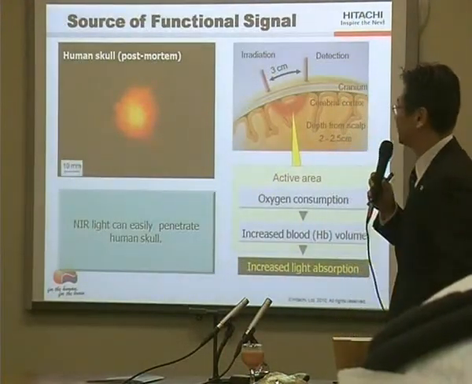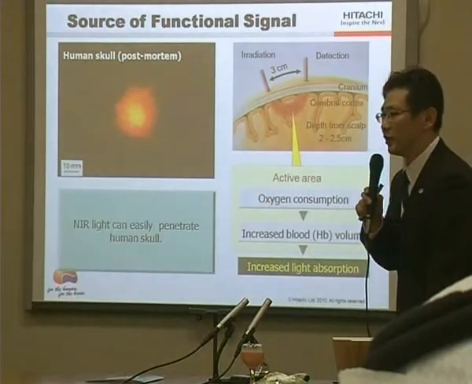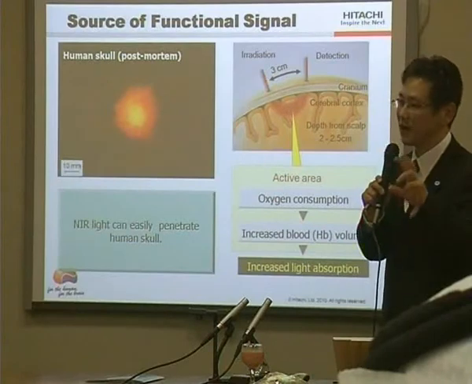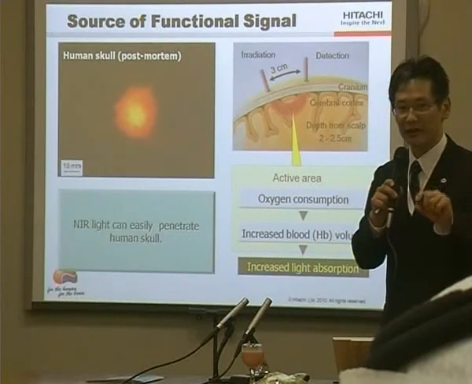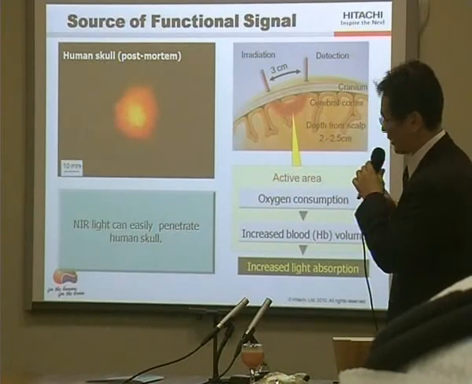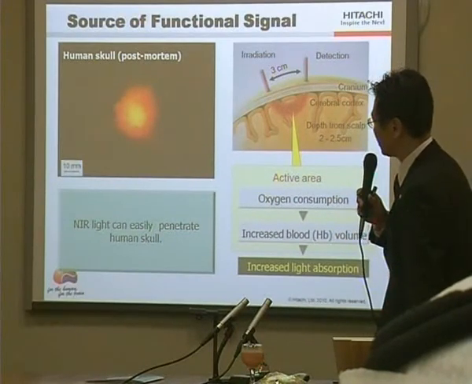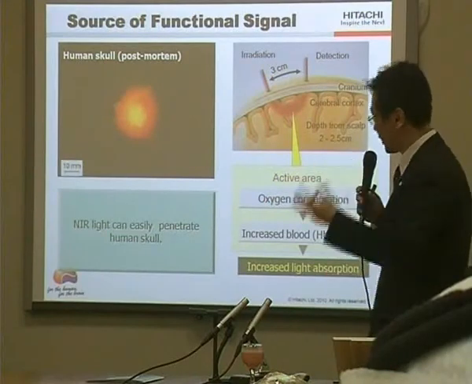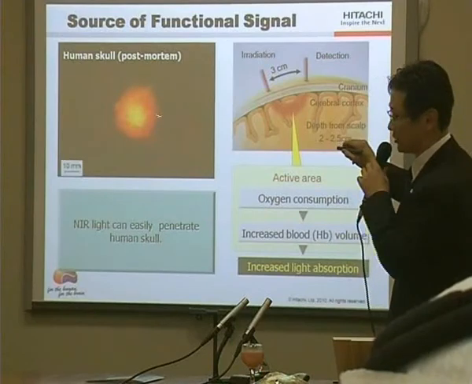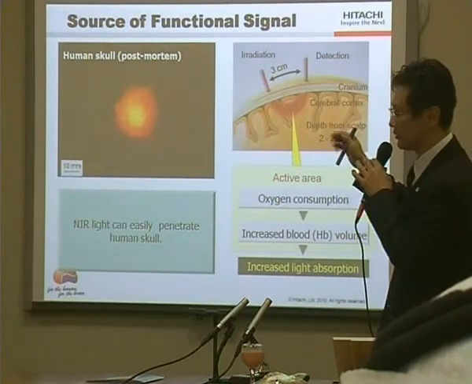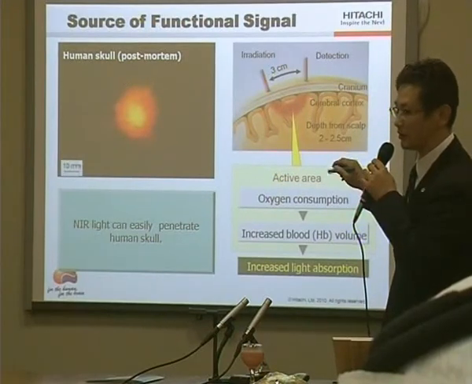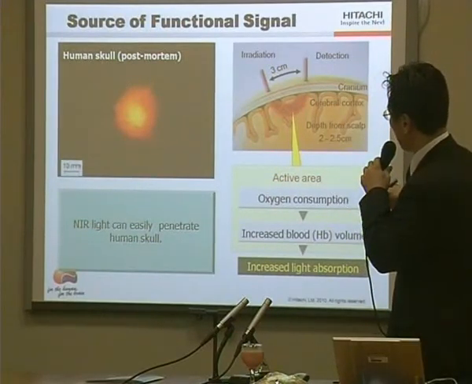So maybe you have some questions. Can light penetrate the skull? The skull is a very hard substance, so we checked whether light can penetrate or not. And this is a real human skull, and we irradiate the near-infrared light from the opposite side. And you can see very clear light from this side.